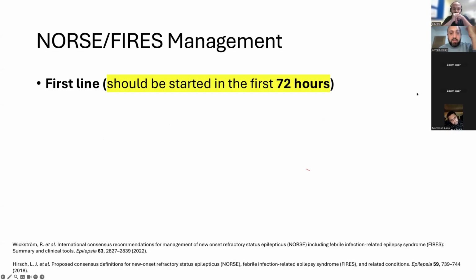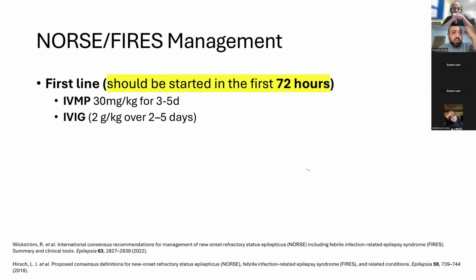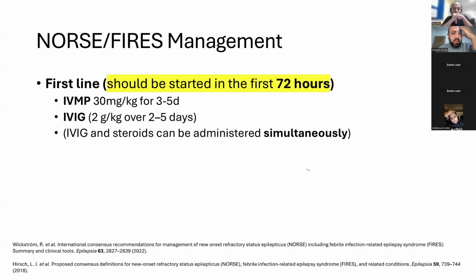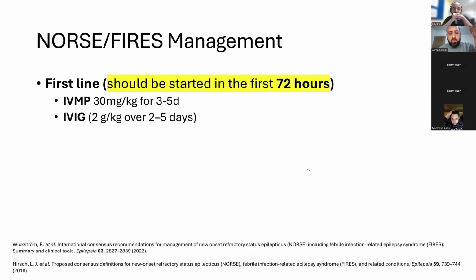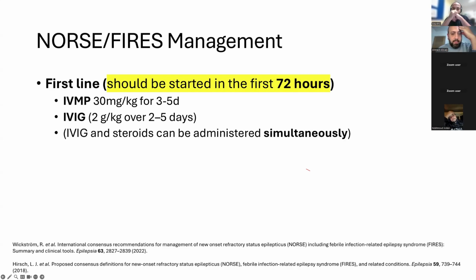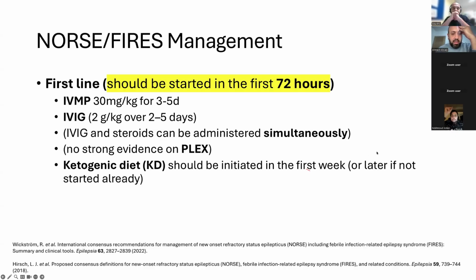And as a first line within the first 72 hours, obviously it will be between IV methylpred or steroids, and IVIG. Plasma exchange is not well established, or there's not much evidence to suggest it. But you can give both IVIG and steroids at the same time in these cases. As I said, no strong evidence for plasma exchange. And ketogenic diet should be initiated in the first week.